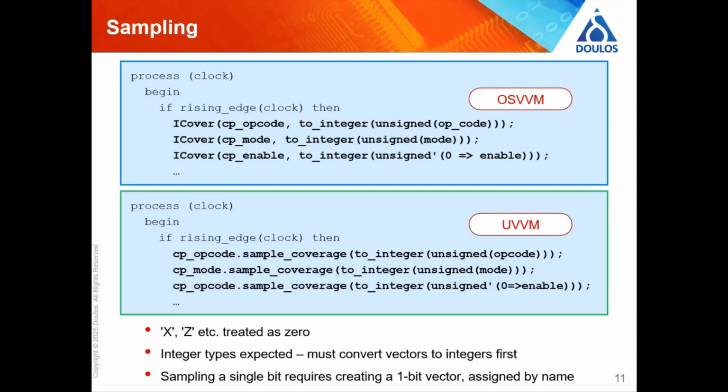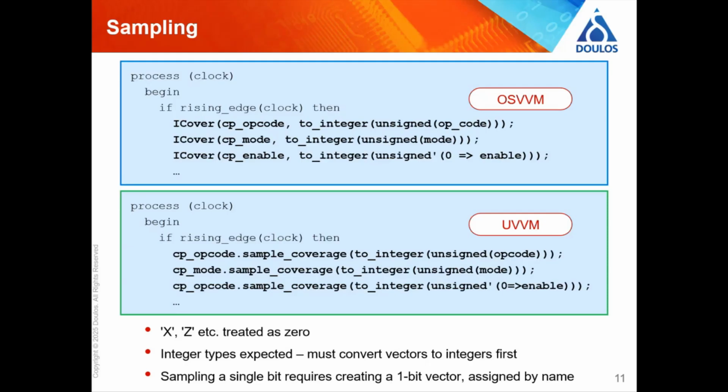So that's the principle we've gone with here in UVVM and OSVVM. We have functions in the case of OSVVM, methods in the case of UVVM, which say right now, please sample what value is in this signal or variable here and record it in the appropriate bin in this cover point. So for example, we look at that first line there that's highlighted. I cover CP opcode, so that's the cover point we're working on. The value is whatever's in opcode, but of course we're working with integers. Opcode's a standard logic vector, so I've got to do a bit of type conversion malarkey to get it to be an integer before I can sample it. That's just life in VHDL. So we convert it to an unsigned and then to an integer.